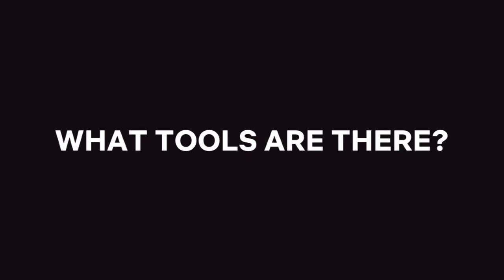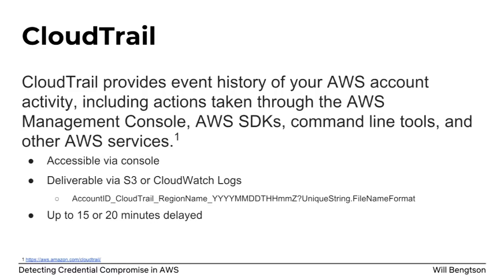What tools are there? I'm sure there's a mixture of tools that you can use, but the main tool we're going to use today is actually provided by AWS, and that's CloudTrail. For those that aren't familiar with CloudTrail, it's an audit event history of API calls in your environment. Anytime you're in the console, using the SDKs, the command line, or any other way of calling API functions, you get a log.